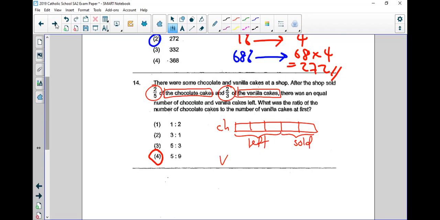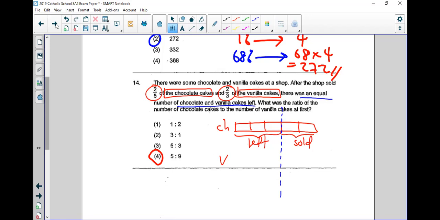If you are not very sure, don't worry. Do you see there's an important word here? There was an equal chocolate and vanilla left. When you see something equal to something, what did Mr. Ong tell you before? Your dotted line. Right, dotted line. If you don't have a dotted line, you will not know how to draw. When do you have a dotted line? When something is equal to something.